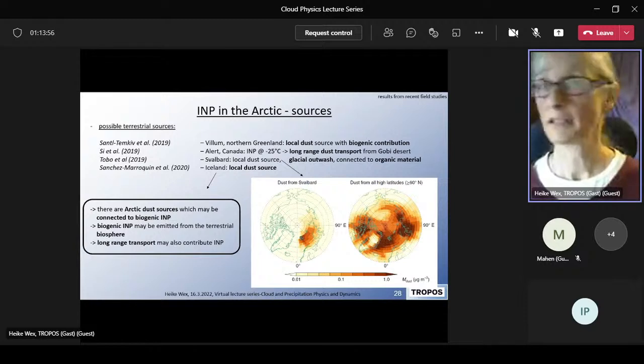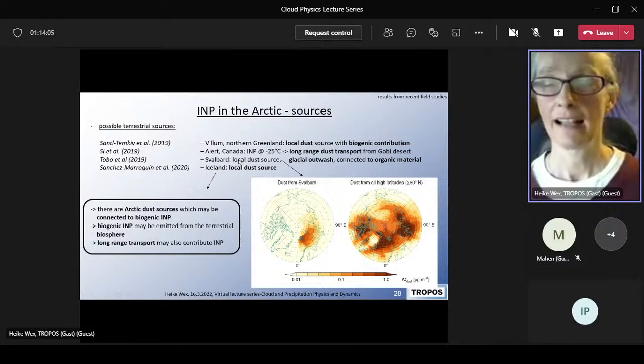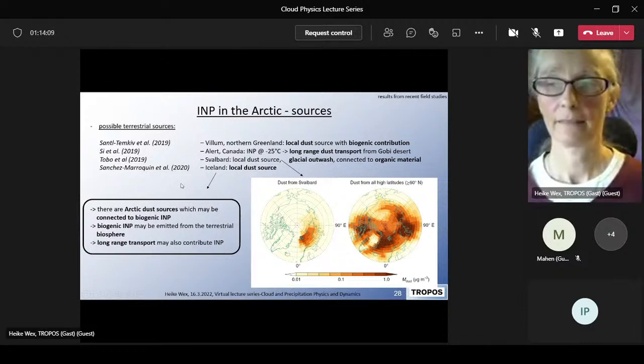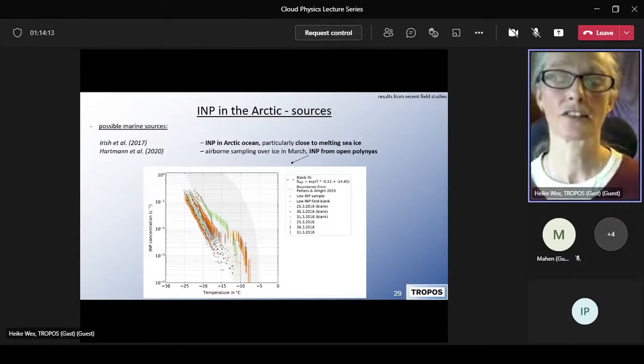Biogenic INP, like bacteria or pollen spores, can be transported in the air directly, or it can be long-range transport, as said in this paper here by Seardai. So there are many possible sources for terrestrial INP in the Arctic. There are also sources for marine INP in the Arctic.